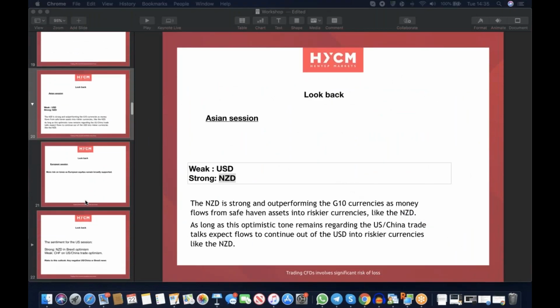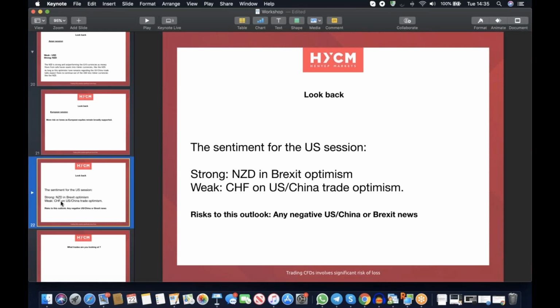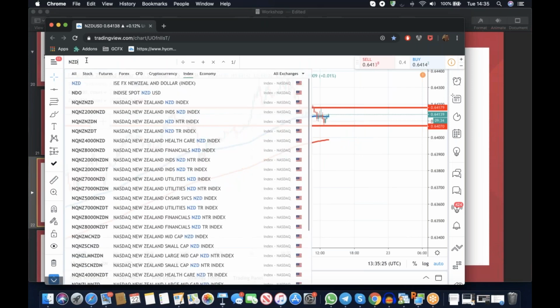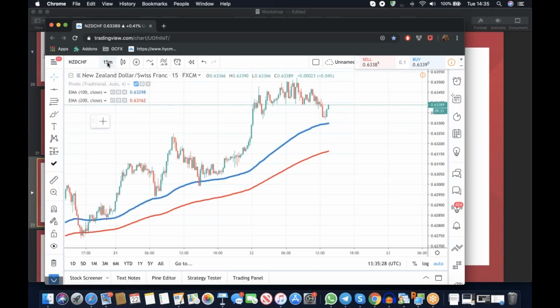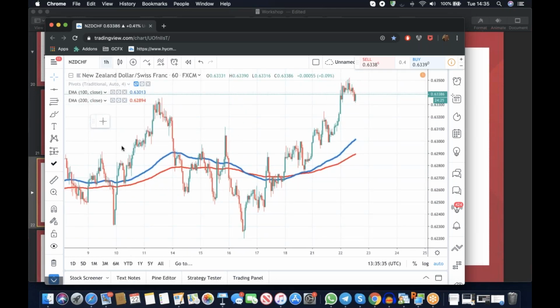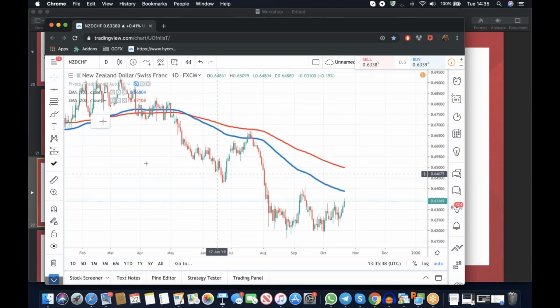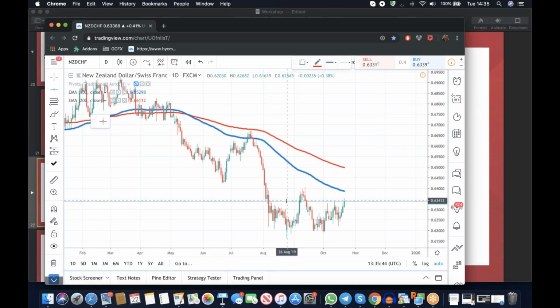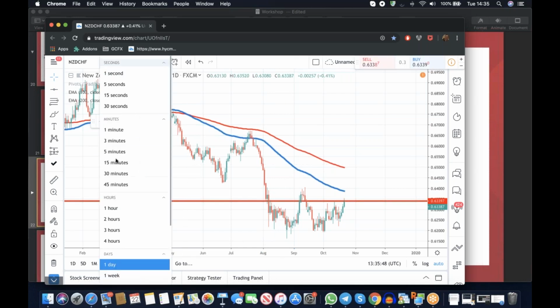Returning to the start of the US session, sorry I missed out a slide there, I would have exactly the same strong currency. New Zealand dollar would be strong on Brexit optimism and US-China trade optimism, and the Swiss franc is weak. So again, I'll be looking at New Zealand dollar, Swiss franc, and just the way we'd go about looking at this, where would be a key place to enter. You can see already that this overhead resistance was always going to be a key place for entries.